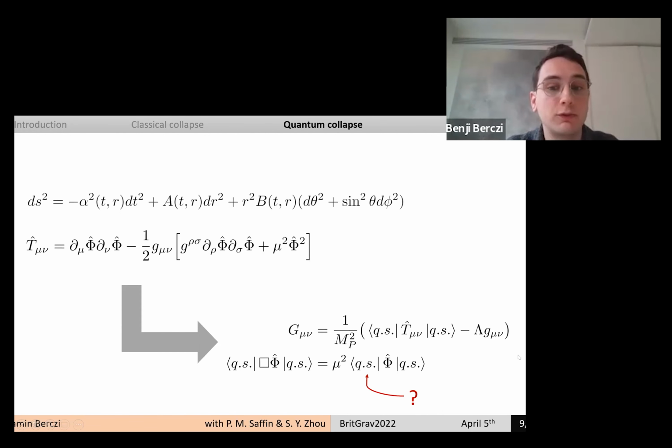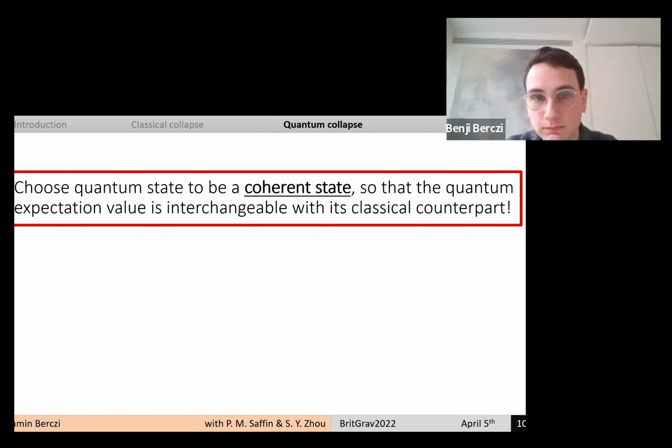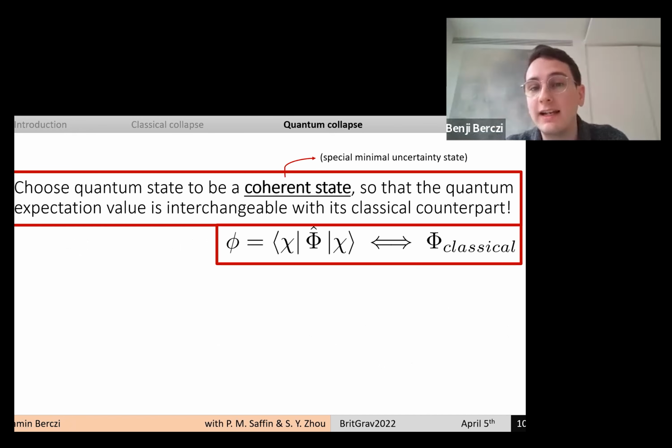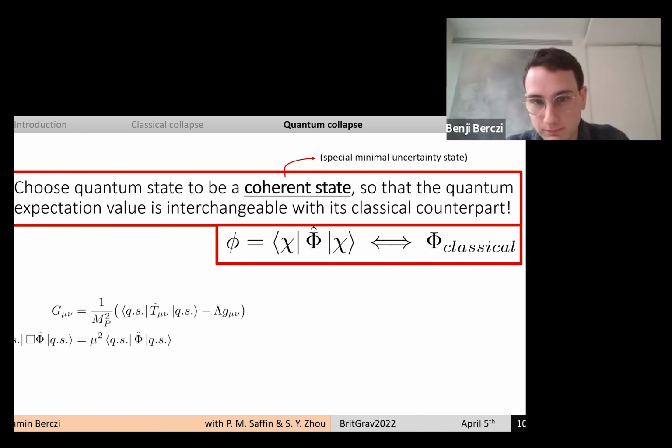So the question is, what sort of quantum state do we choose? Well, in our formalism, we choose a coherent state, which is a special minimally uncertain state. And this ensures that the expectation value of the scalar is interchangeable with the classical field, so they obey the same equations of motion.